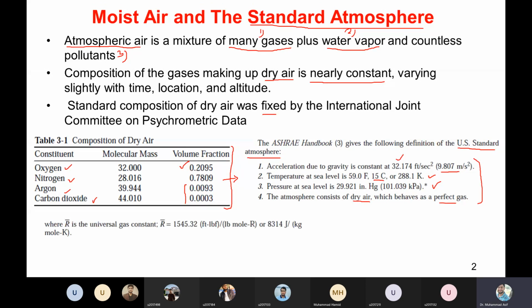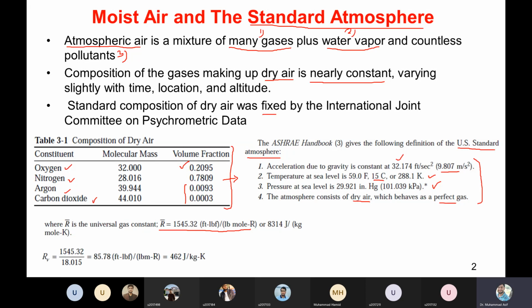Now, once you have defined the standard atmosphere, in that atmosphere, the value of the universal gas constant, as you know, is 8,314 joule per kg mole Kelvin, or in terms of the British units, it is equal to this one. But in the case of numerical problems, we'll just follow the SI units only. There is a mixture of problems. Some of them are based on the British units, some are based on the SI units. So mainly we'll focus on the SI units, right?